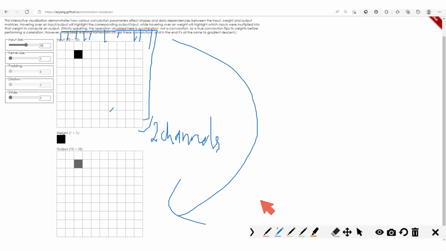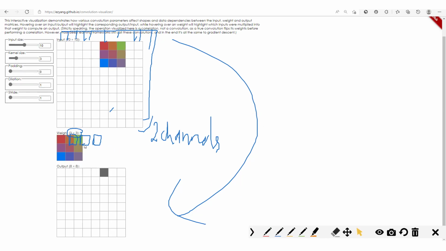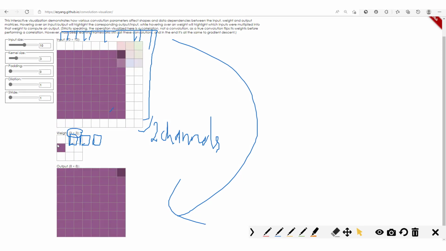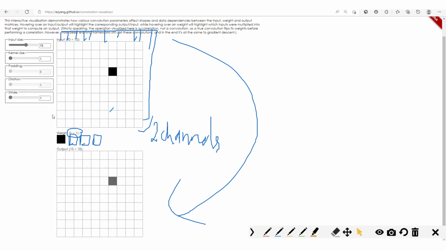And if we want to get this output to 4 channels, all we need to do is make use of the one-by-one convolution, and then we have 4 of these different weights, or 4 of these different kernels. Since it's 1 by 1 here, if it were 3 by 3, then we would have something like this. We would have 4 of these.